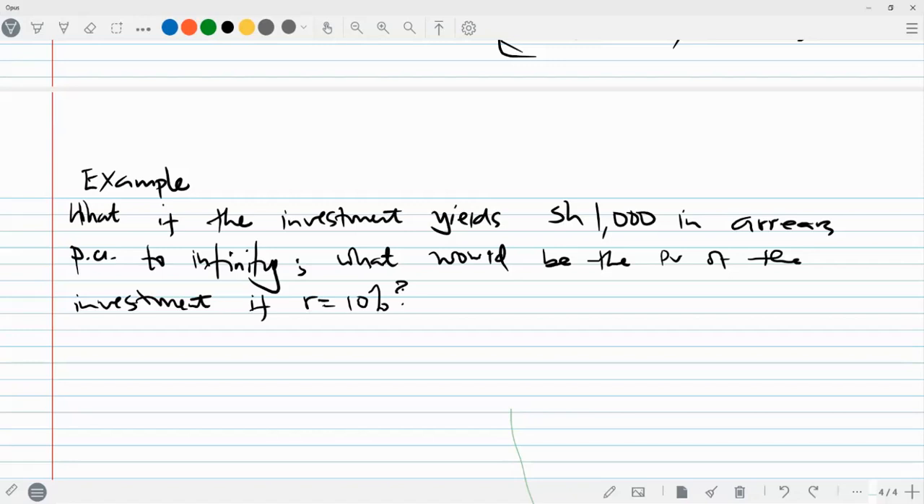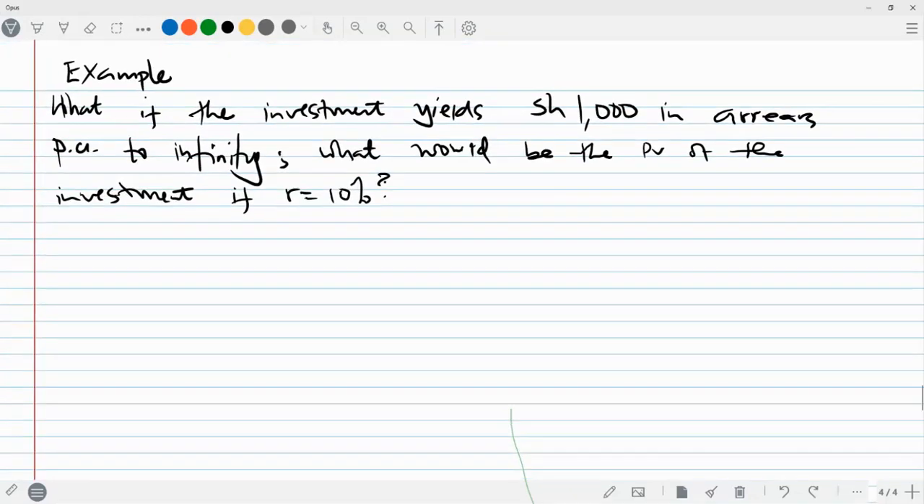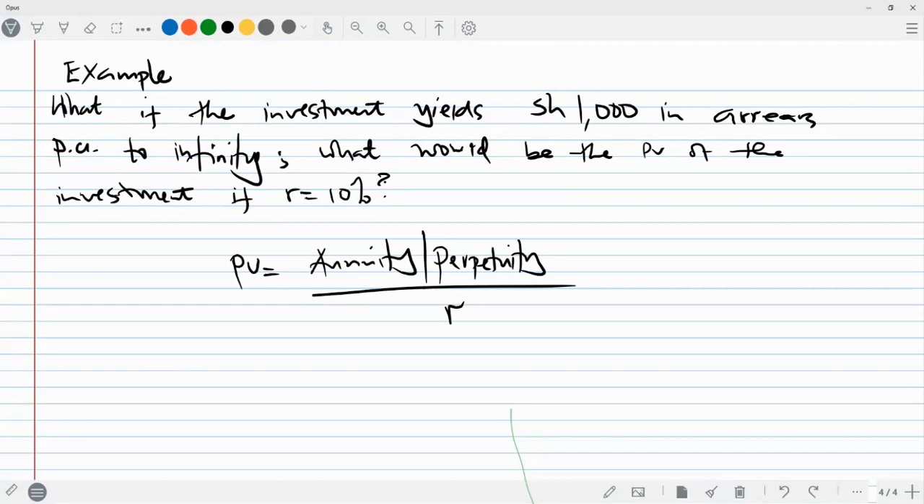So there's no end period when this is going to happen. If that's the case, we normally say that the present value of such an investment is the equal amount being earned per year, referred to as the perpetuity, divided by R. Simple as that. The 1,000 divided by R, which is 0.1, gives therefore 10,000 shillings to be the present value of all the 1,000 that this investment shall be yielding to the foreseeable future.